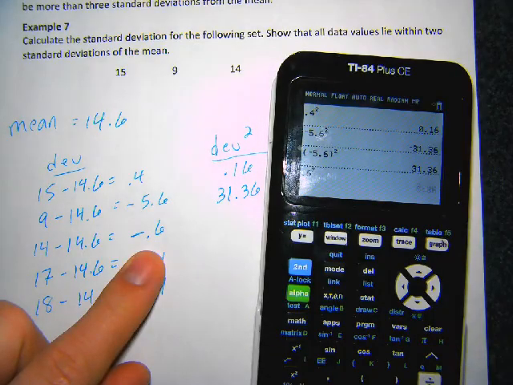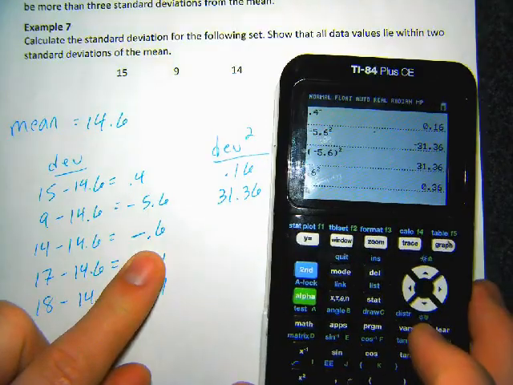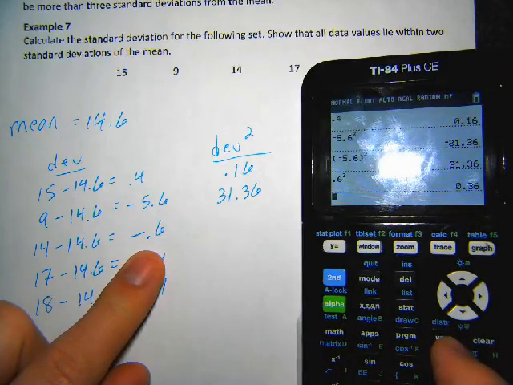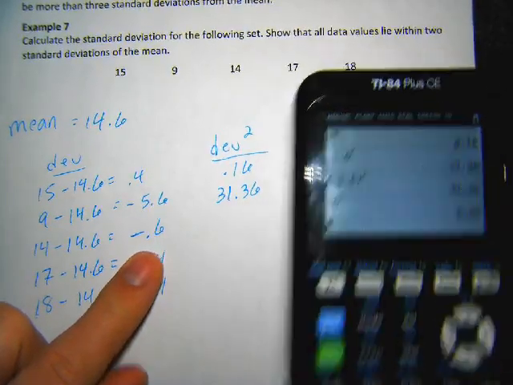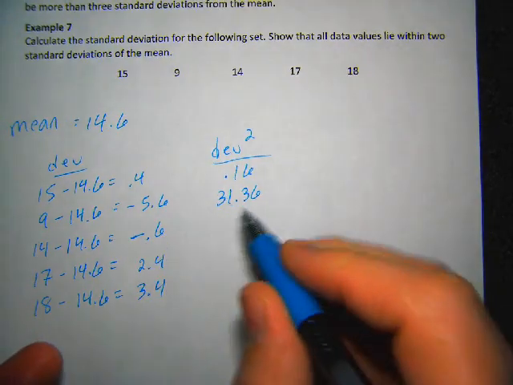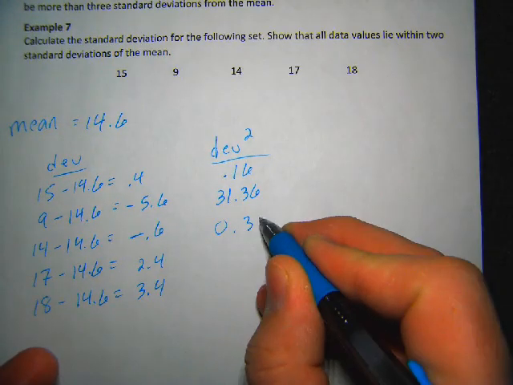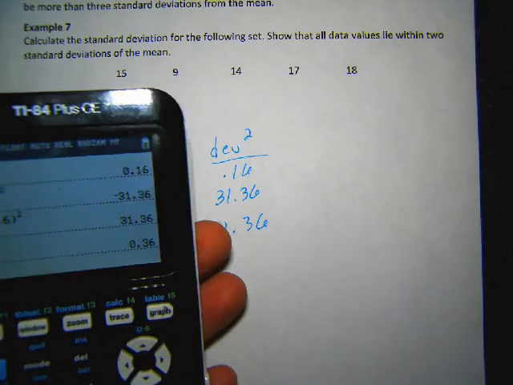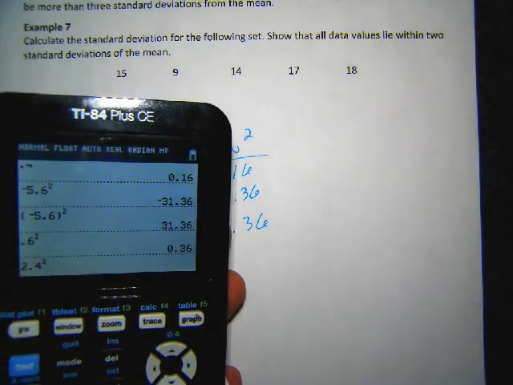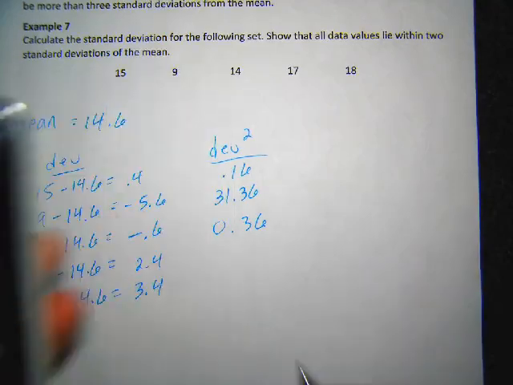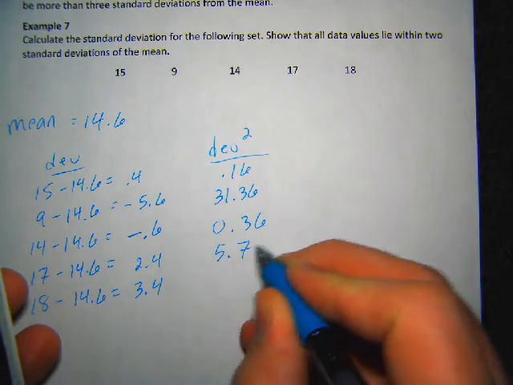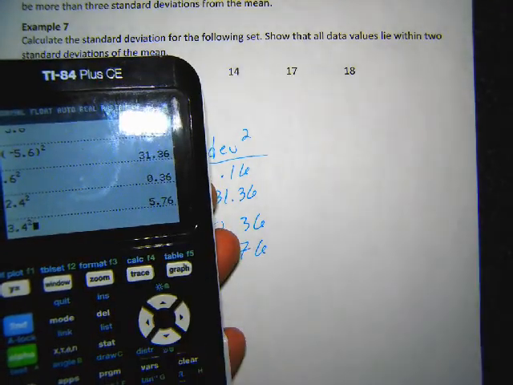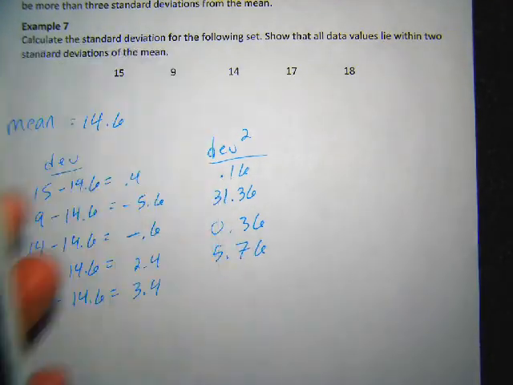I'm not going to worry about typing a negative because the whole point of doing the squaring part in the calculator is that it gets rid of the negatives. It makes them positive. So I know this should just be squared and become a positive, 0.36. 2.4 squared gives me 5.76. And 3.4 squared gives me 11.56.